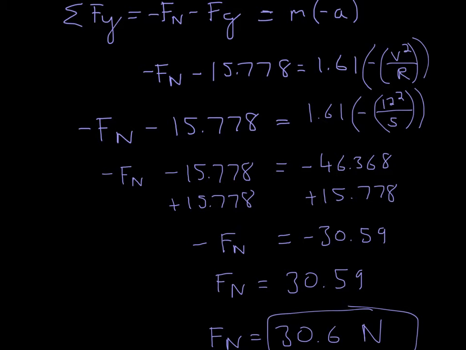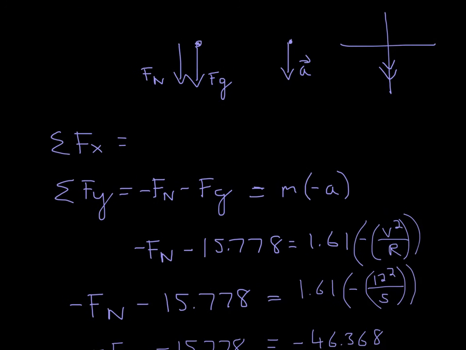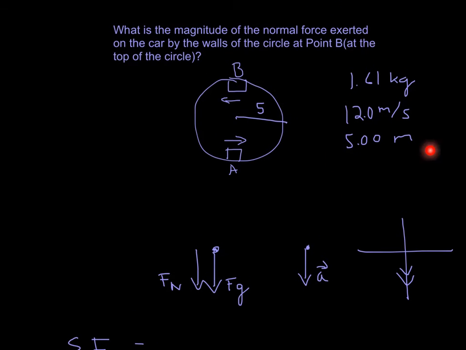Don't forget the negative sign. After all this multiplication, I got negative 46.368. Now to cancel units, I moved the gravity term to the other side and got negative 30.59. Since both sides are negative, I just made it positive. And don't forget that since it's a physics problem, you have to worry about sig figs. Since everything here was in 3 sig figs, the final answer has to be in 3 sig figs. And since it's a force, it will be in newtons.